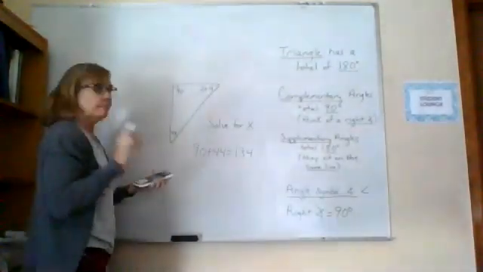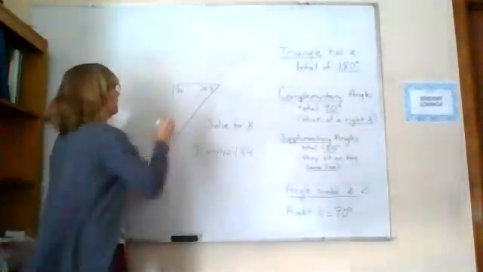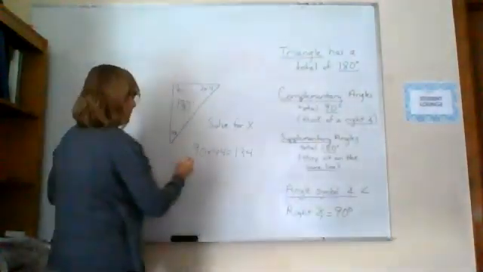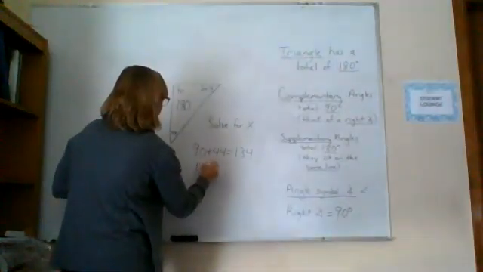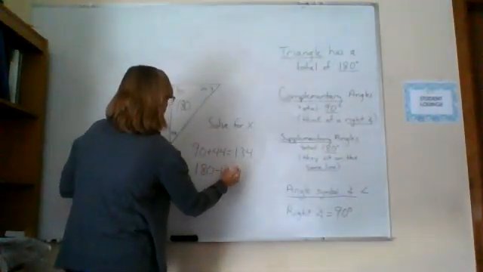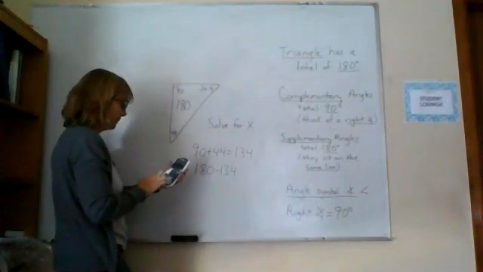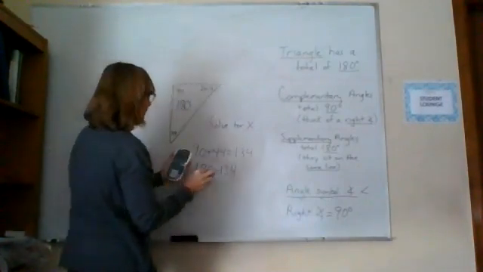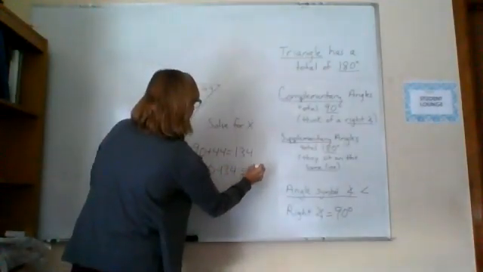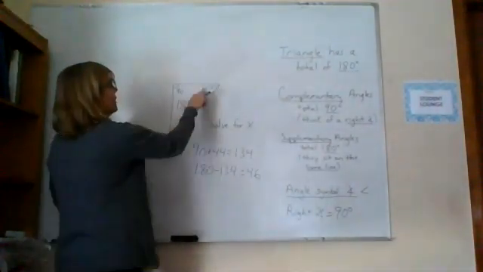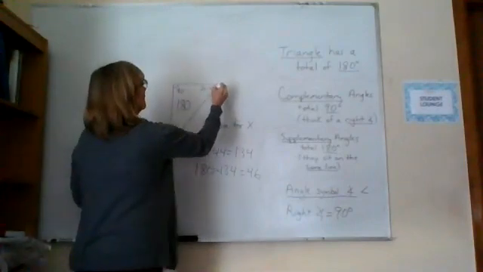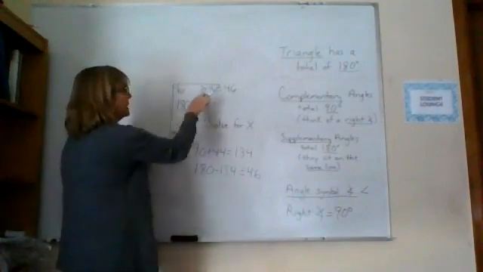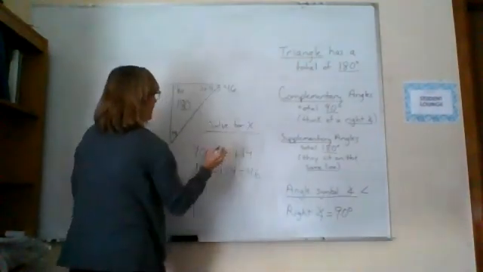All right. Next piece of information we got to remember. My whole triangle is 180 degrees. So 180 minus 134, use your calculator, is 46. Okay, so this angle here is 46 degrees. But they didn't ask me what's the angle. They asked me to solve for x.